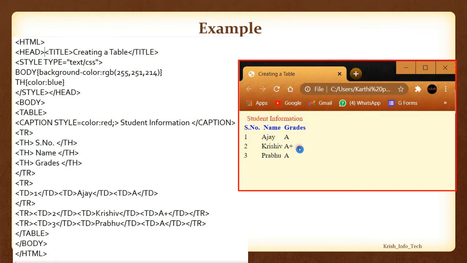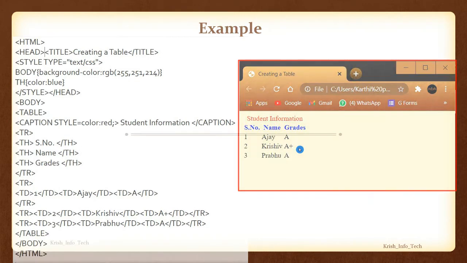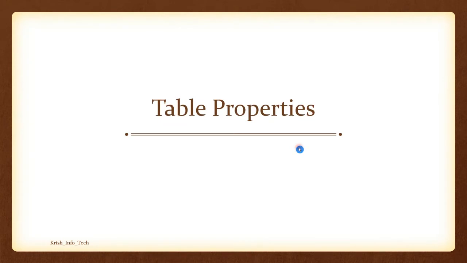So to do that, we are going to see the table properties. So the next topic is table properties. How are we going to design our table? Okay, so in the previous example, though the data is showing us a table, something is missing over there. Those things which we are going to learn now are called table properties.